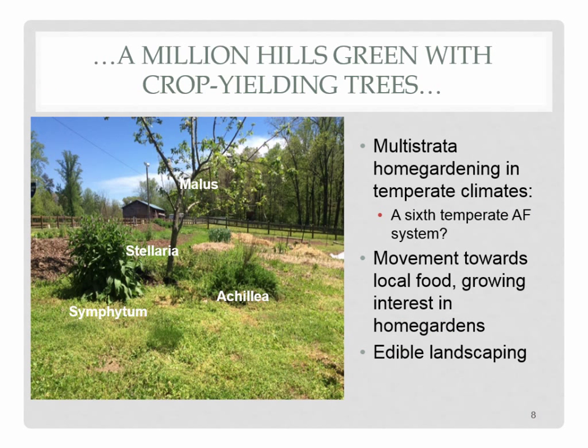I've been for years inspired by the words. I've seen J. Russell Smith's words used over and over, just today even, "a million hills green with crop-yielding trees." Here's another little example of another kind of small installation I have on the Asheville School campus with a fruit tree and some purported dynamic accumulator. So then of course my question is, starting looking into the literature, into the peer-reviewed journals, does it exist? Is there research that shows that this phenomenon actually occurs?